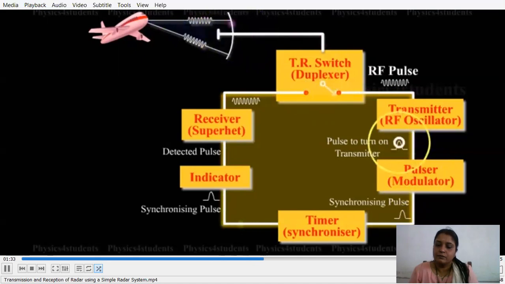If the transmitted pulse hits any target, a weak echo signal returns to the same antenna. But now the TR switch puts the antenna in contact with the receiver. This echo signal is amplified and demodulated by the superhet receiver. The sensitivity of the receiver is very high. The detected output is sent to the indicator.